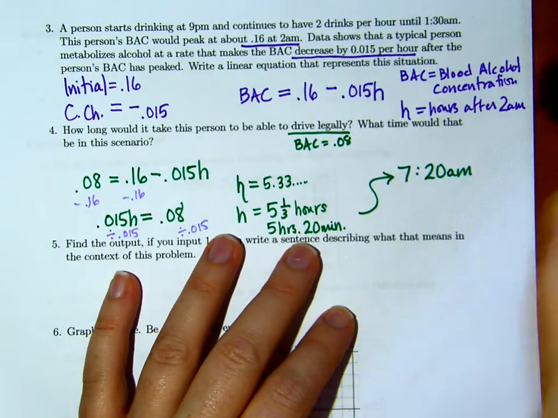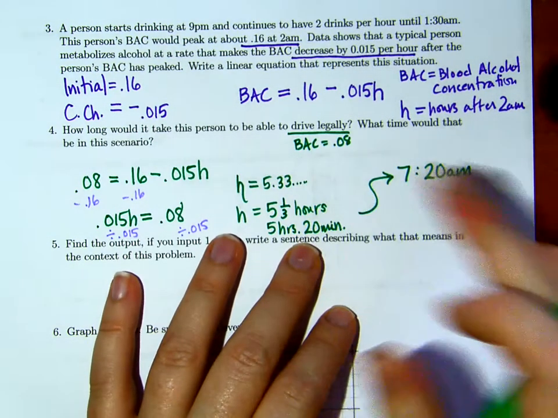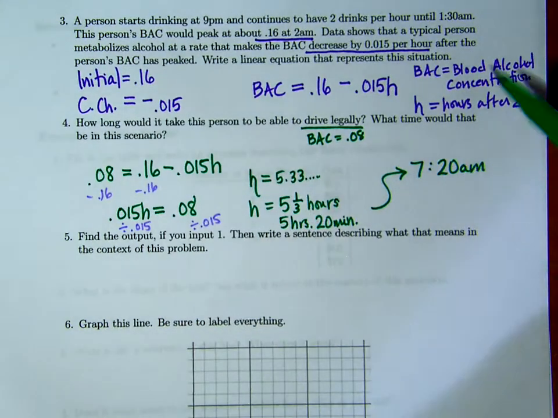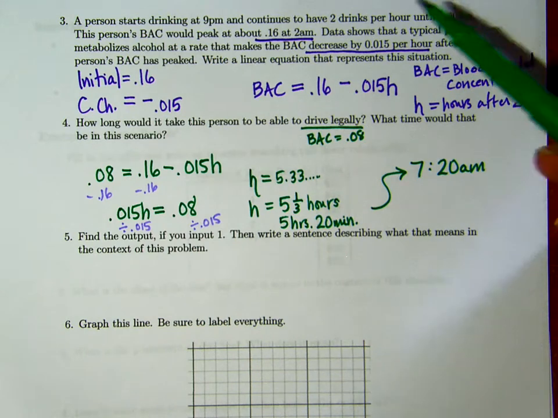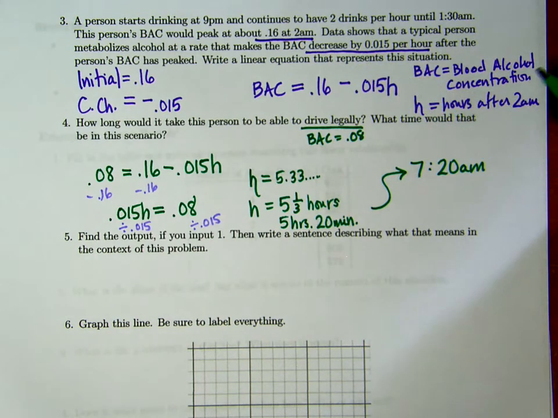7:20 a.m. is when this person would be able to drive again. So I want to make a comment really quick, because a lot of people who drink, they stop drinking and they're like, you know what, I'm going to hang out for an hour and I'm going to have some coffee and water, and then I'll be sober enough to drive.